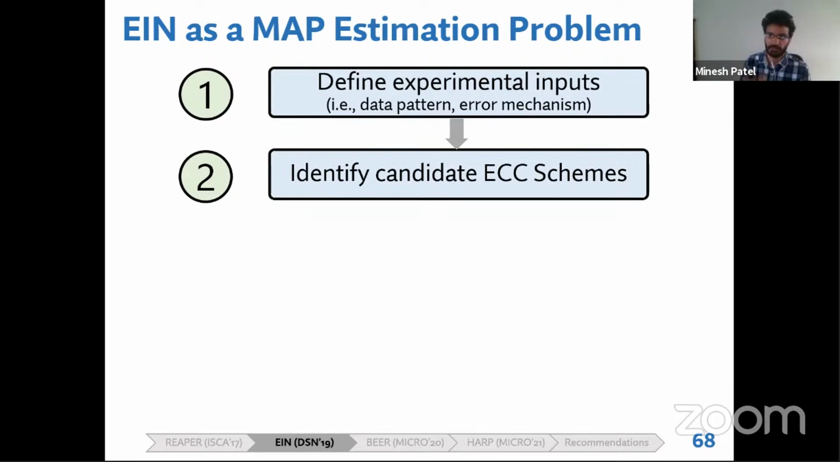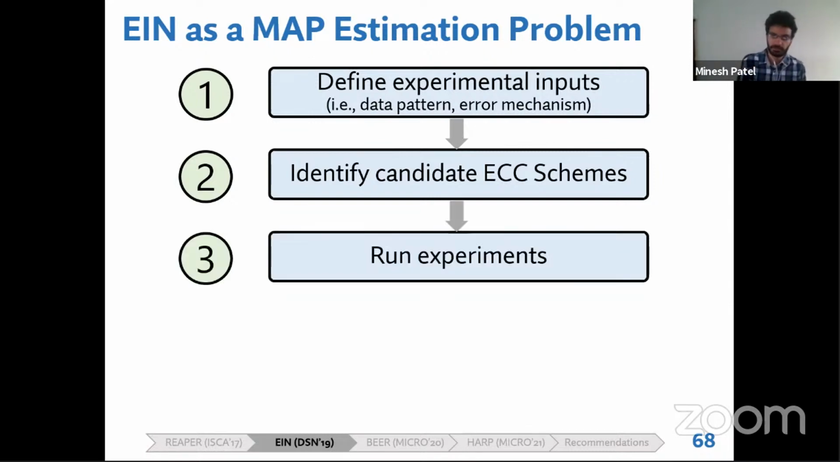The second step is to identify candidate ECC schemes that we believe might be used in the device. We can obtain these through publications, for example. We can look at circuit-level papers that describe schemes that have been used in past devices, and we can study which schemes might potentially be used going forward and add those to the candidate set of schemes.